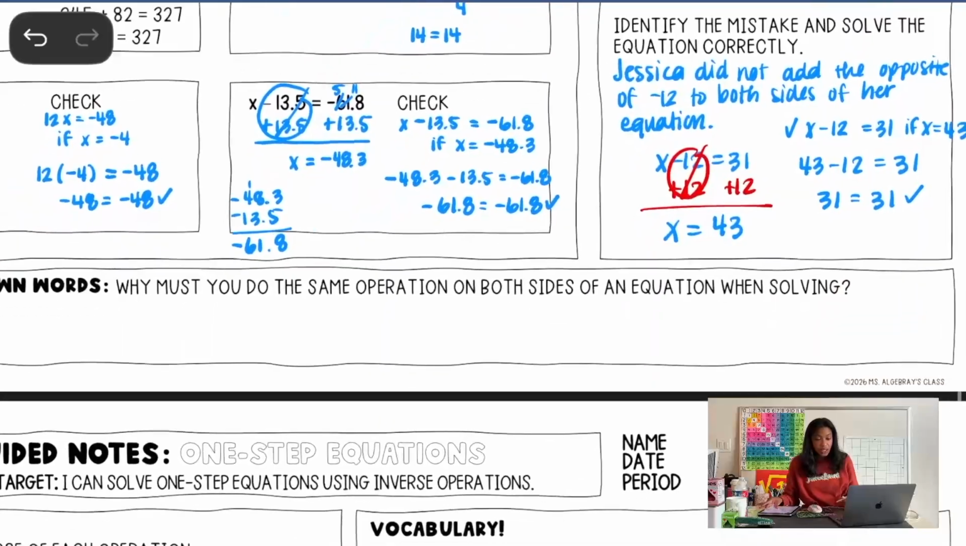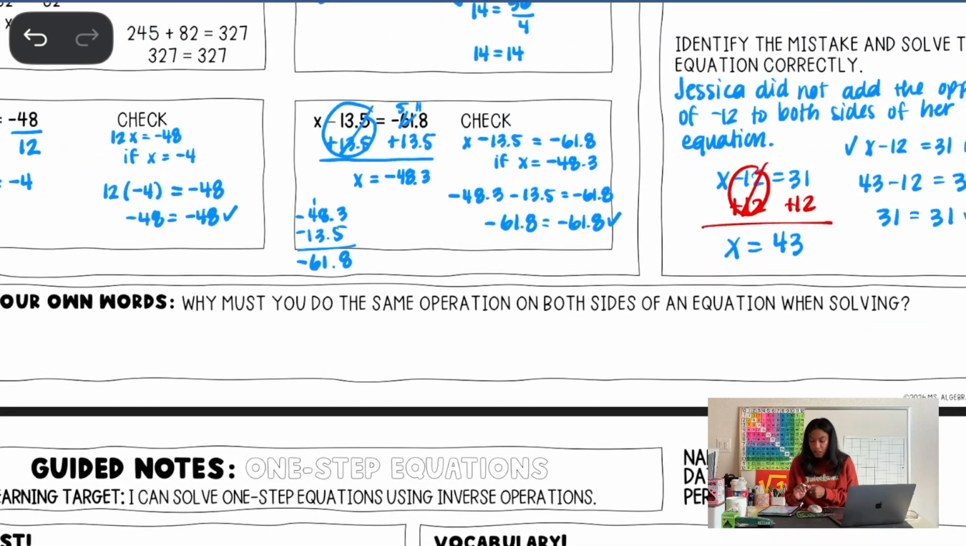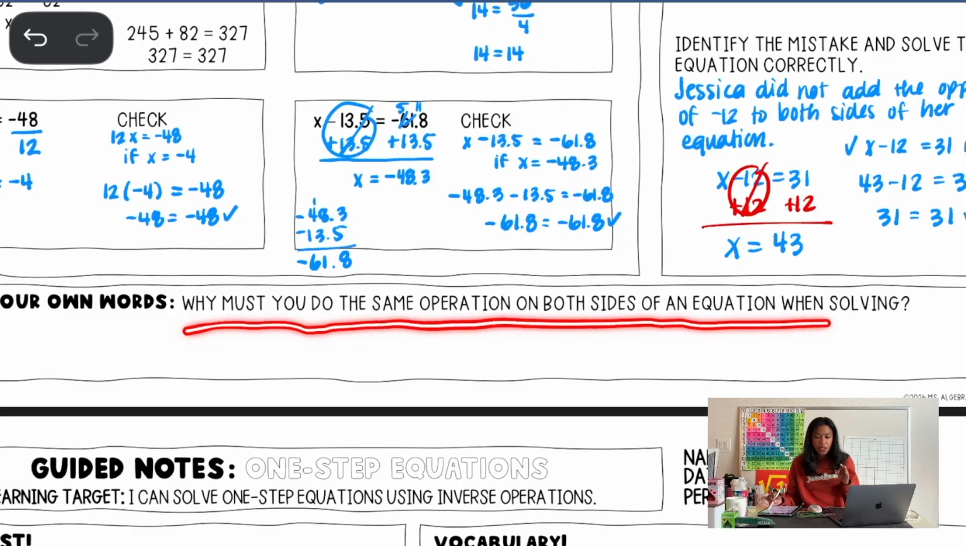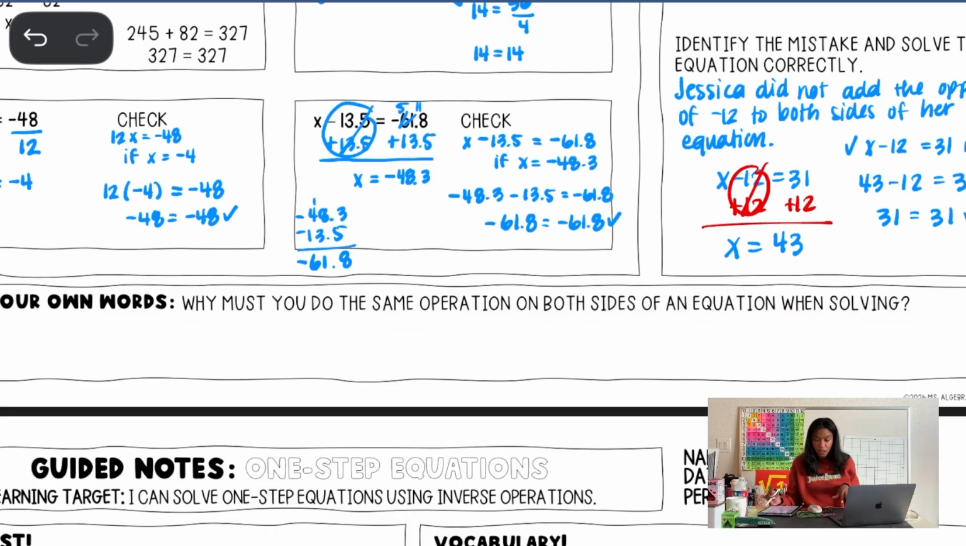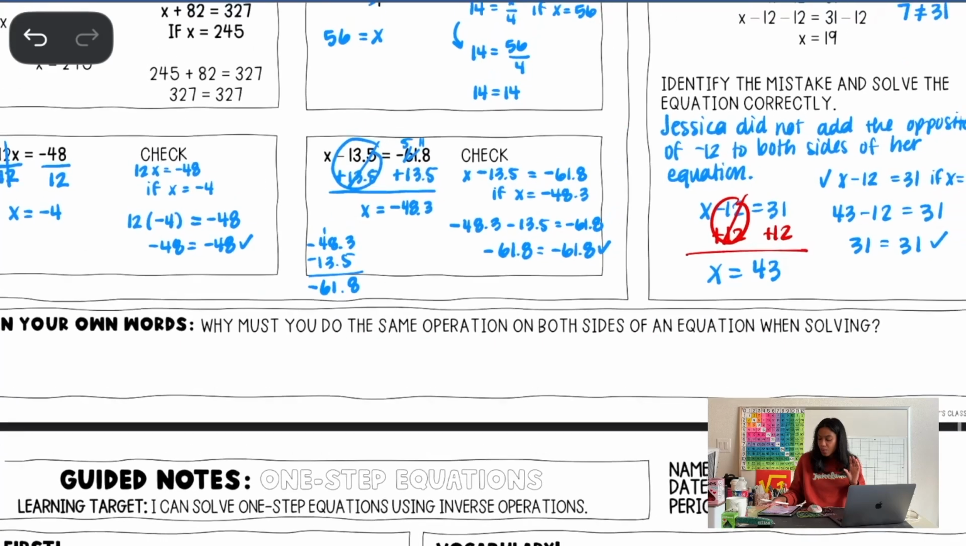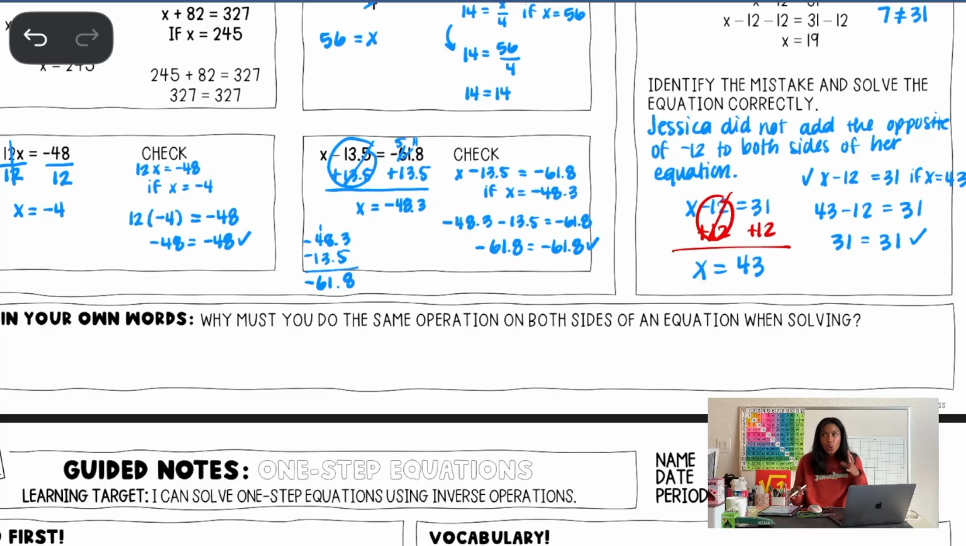Now that we've done a little bit of that error analysis, let's come back and look at the in your own words prompt. Here it is for today. Why must you do the same operation on both sides of an equation when solving? I don't want to see the answer like what you do on one side, we do to the other side. Like, tell me why that is. What is the goal or what are we trying to maintain when we do that? Want to make sure that you know why you're doing what you're doing, not just the steps, but understanding exactly why you have to take each step so that you're good.